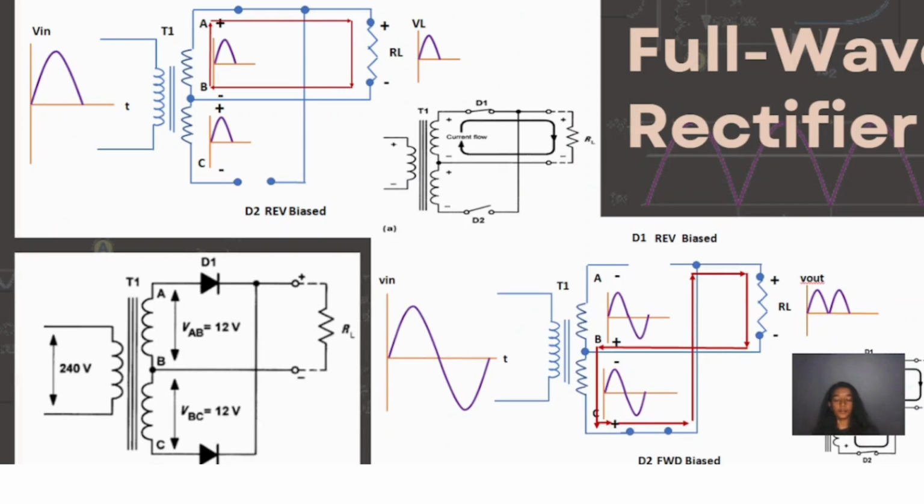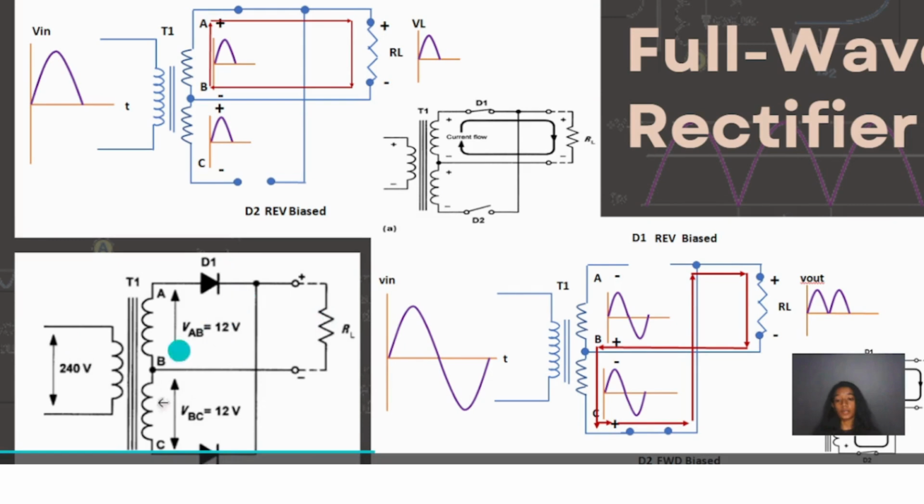Full wave rectifier. A full wave rectifier uses two diodes, D1 and D2, as it can be seen in the figure, and a transformer T1 with center tapped secondary winding. A full wave rectifier is basically a combination of two half wave rectifiers. As we can see in this figure, this is one half wave rectifier and this is another half wave rectifier. Combination of these two makes a full wave rectifier.